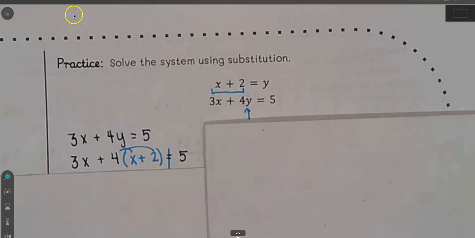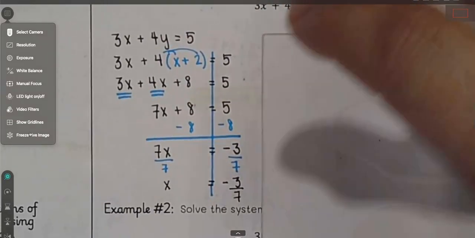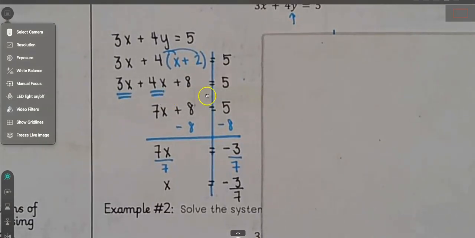Here's the answer. Okay, so distribute the 4. We've got 3x plus 4x equals 8. 3x plus 4x is 7x. Subtract 8 from both sides. 5 minus 8 is negative 3. Divide by 7, you get x equals negative 3 over 7.